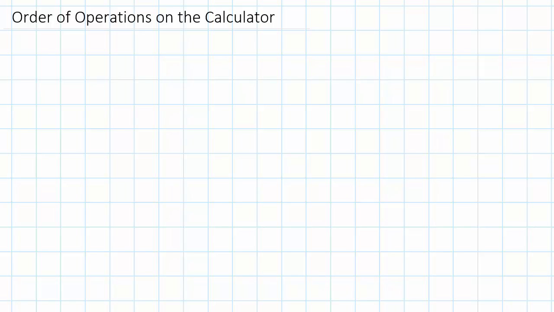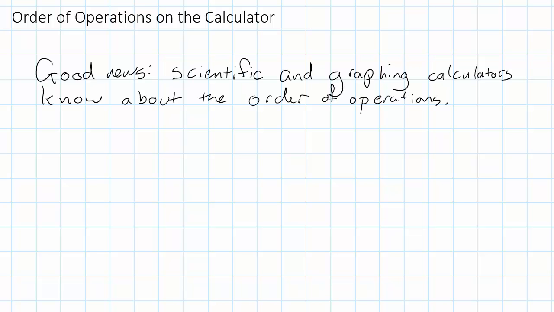All right, suppose that you wanted to do some long, complicated computation involving several operations on a calculator. Well, good news. Scientific and graphing calculators know about the order of operations. So, for example, suppose that we wanted to work out what this expression is.